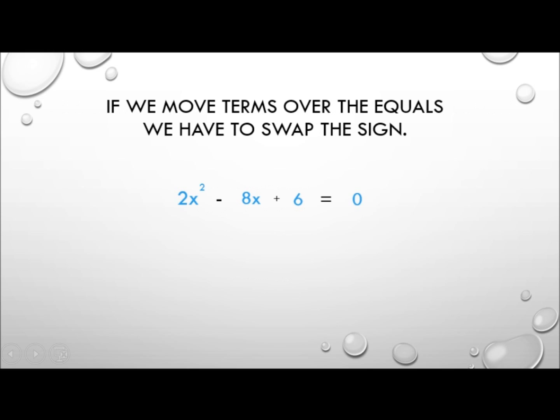However, and there is a big however, there's always a however, isn't there? This one's a really big however. If we move the terms over the equals sign from one expression to the other expression, we swap the sign. So for example, if we want to take that positive 6 term and bring it over to the right-hand side of the equation, it becomes a negative 6.